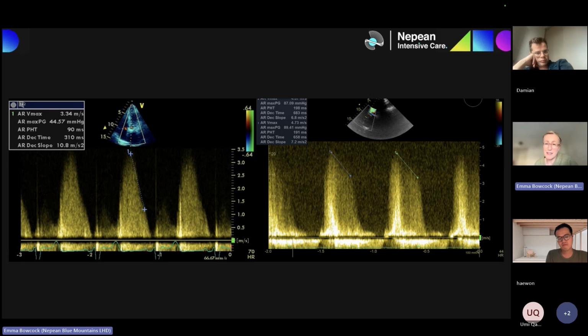I'm going to show you a case. And this is the pressure half time being measured out on a transesophageal echo.